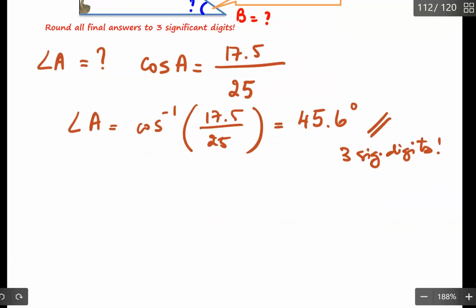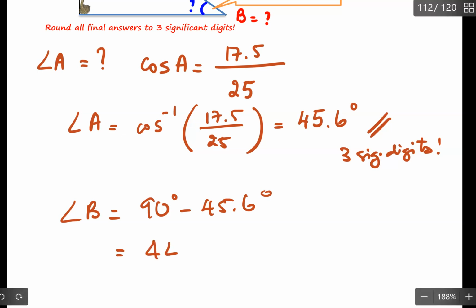Alright, so to solve for the angle B, all you have to do is just take 90 degrees and subtract 45.6 degrees. So in this case, I should have the answer as 44.4 degrees, in 3 significant digits.